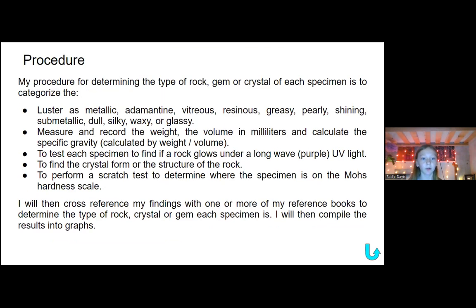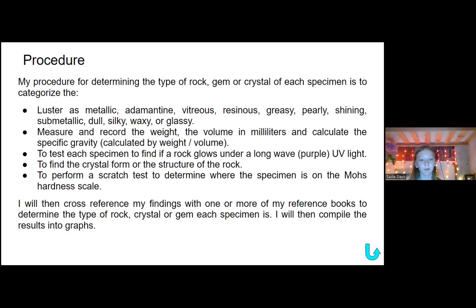My procedure for determining the type of rock, gem, or crystal of each specimen is to categorize the luster as metallic, adamantine, vitreous, resinous, greasy, pearly, shining, semi-metallic, dull, silky, waxy, or glassy. Measure and record the weight, the volume in milliliters, and calculate the specific gravity, calculated by the weight and volume.